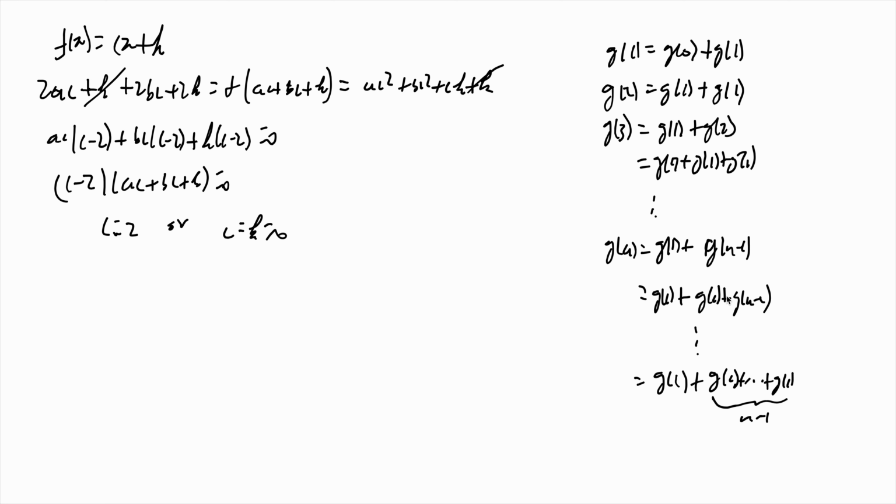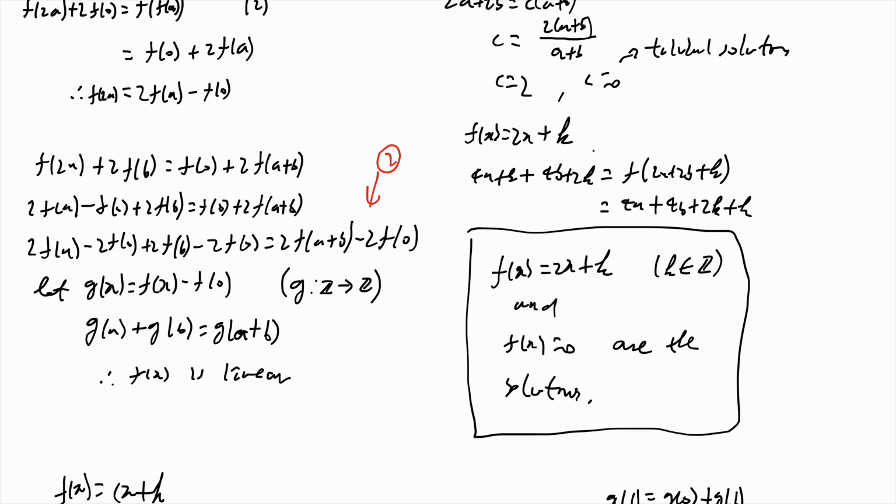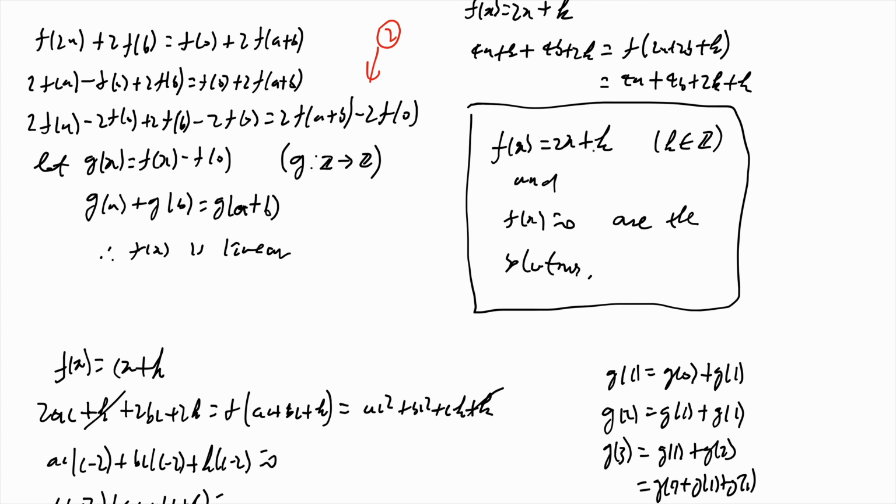Because notice that here we have 1, 2, 3, up to n minus 2, n minus 1, and then we have one more, so n minus 1. So this is equal to n times g(1). So by induction, we proved that this is linear. It's not that hard to prove, and I think I will just include it because, who knows.